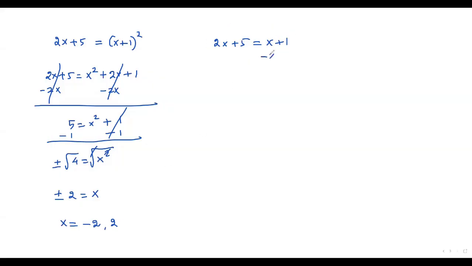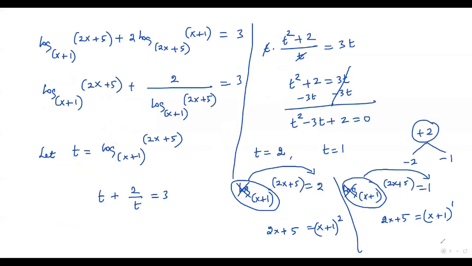For that, let me subtract x from both sides and also subtract 5 from both sides. So when I do so, this positive 5, negative 5 will cancel out. Positive x, negative x will cancel out. When I combine 2x and negative x, I'm just getting x. When I combine this positive 1 and negative 5, I'm getting negative 4. Okay, I have solved for x over here. Now I got 3 values for x. Here we have 2 values, negative 2, positive 2, and here one value, negative 4.